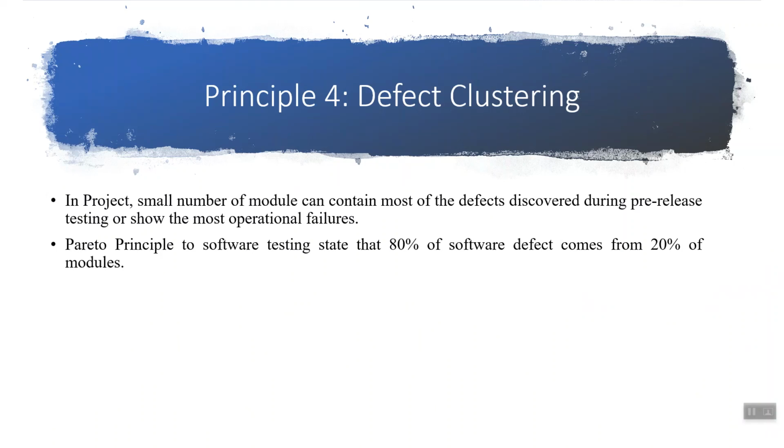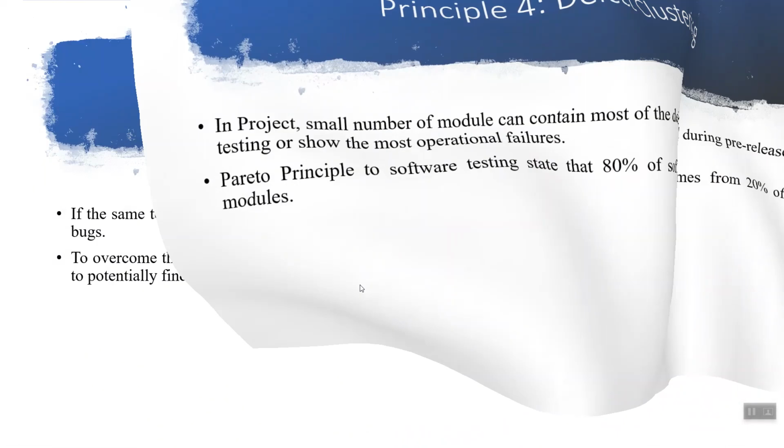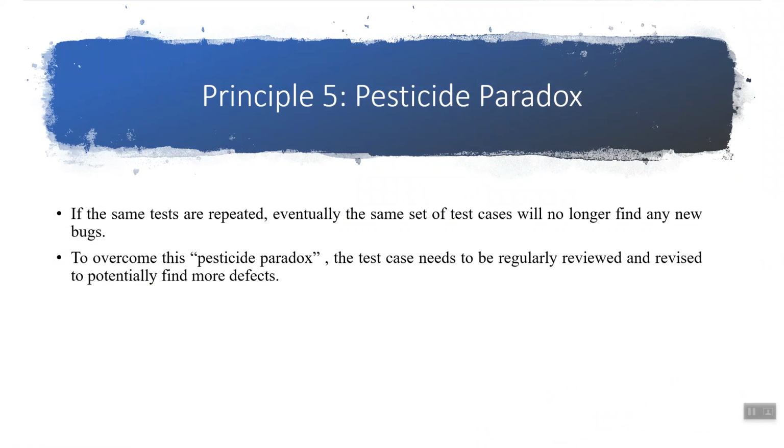Fourth principle is defect clustering. In a project, a small number of modules can contain most of the defects discovered during pre-release testing, or show the most operational failures. So this is known as defect clustering. The Pareto principle applied to software testing states that 80% of software defects come from 20% of modules. This is nothing but defect clustering. This is the fourth principle.